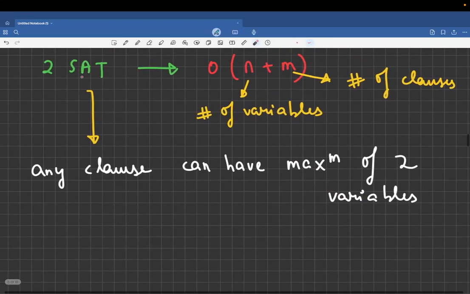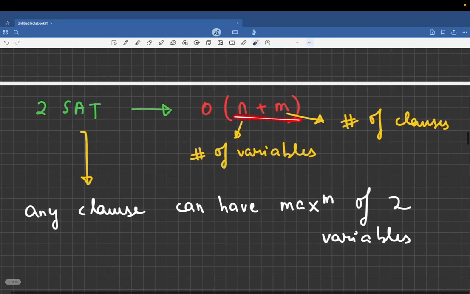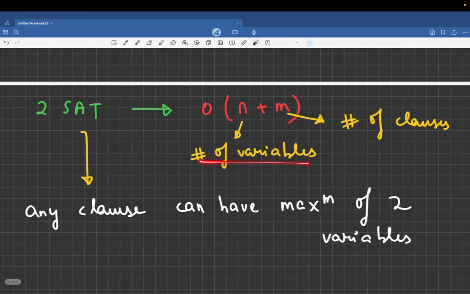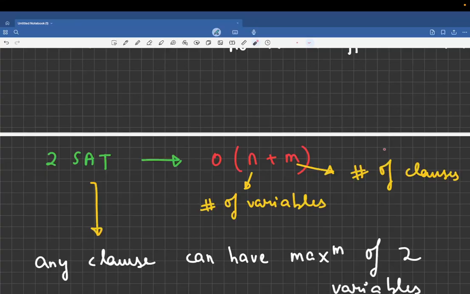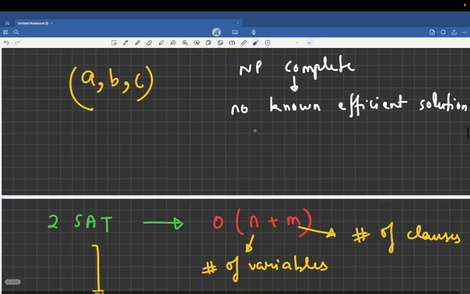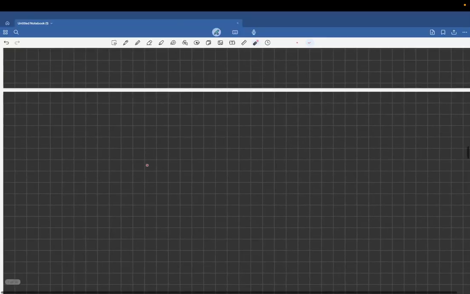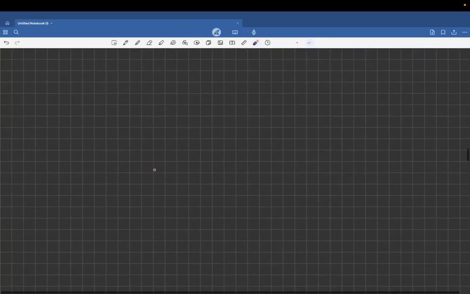So two-SAT says that any clause can have a maximum of two variables, and if this is true, then we can actually solve that problem in finite time, that is in big O of n plus m time, where n is the number of variables and m is the number of clauses. How do we actually solve this? That we will definitely see, but this is what two-SAT says. Okay, now how can we actually solve this?